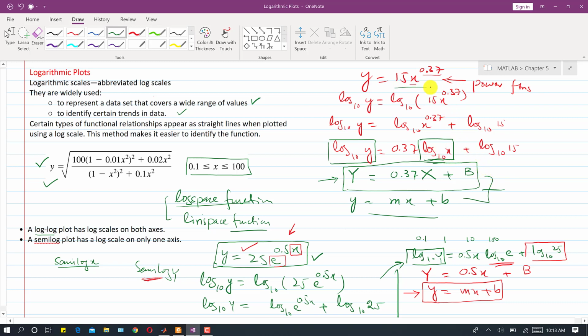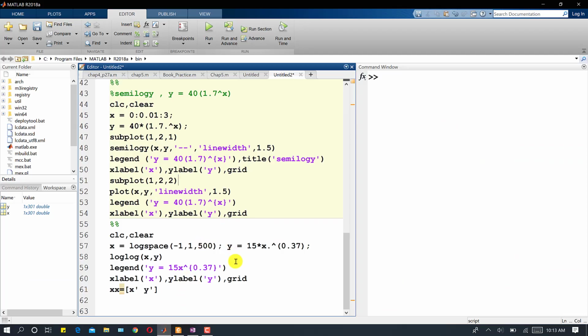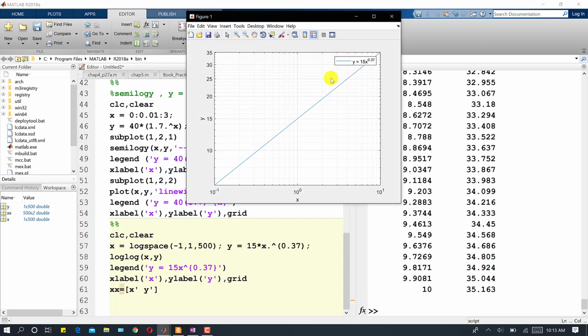So this is the example of this. Let's check this in MATLAB. We have this 15x to the power this. If I plot this, let's see. Here we can see that again it's a linear line. So let's plot this and compare it with the simple plot.